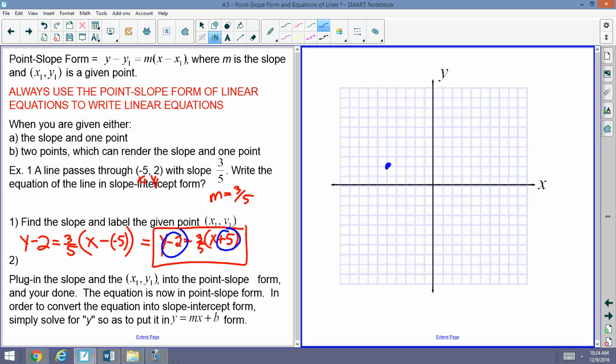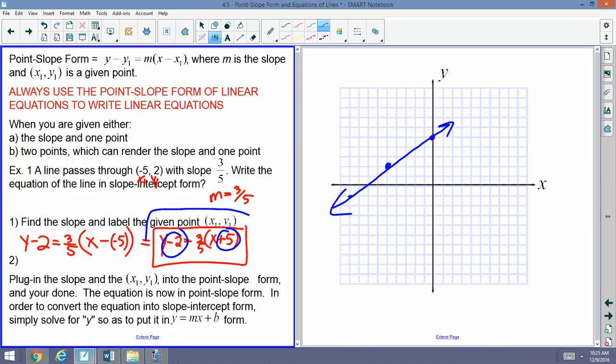Guys, what's the slope? So up 1, 2, 3 over 1, 2, 3, 4, 5. Down 1, 2, 3 over 1, 2, 3, 4, 5. And there it is. So you can read and graph from this form very easily. So that's point slope form. You're done. Now, I had originally asked for this, though, in slope intercept.